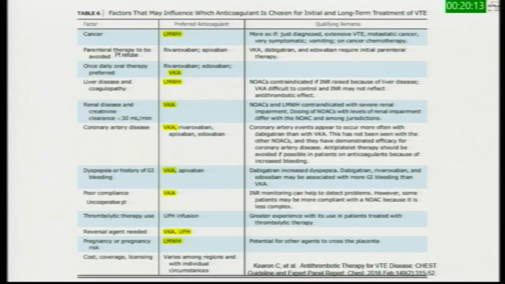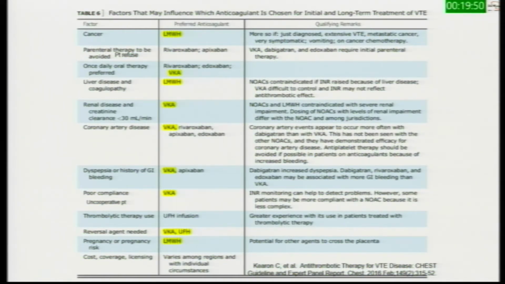In case of liver disease, low molecular weight heparin. In case of renal disease, vitamin K antagonists. In case of coronary artery disease, vitamin K antagonists, rivaroxaban, apixaban, and edoxaban. In dyspepsia and history of GIT bleeding, vitamin K antagonists and apixaban.